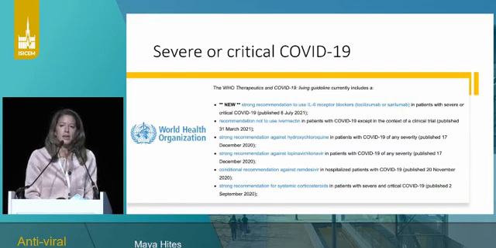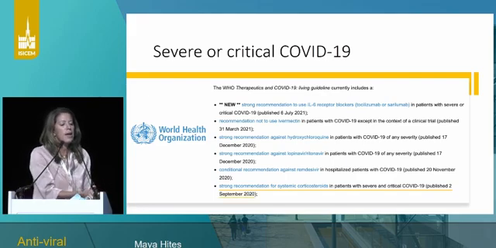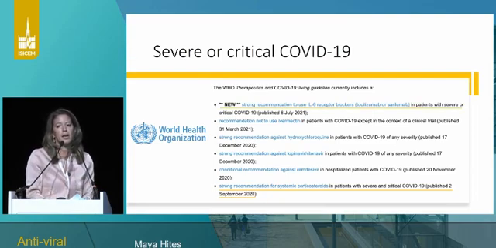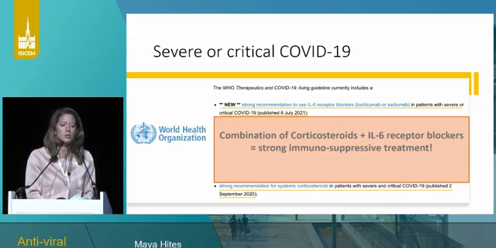And so this is just to say that in the meantime, while we've been looking for antivirals, other treatments have made it to standard of care. We have WHO, as you all know, that ever since September 2020, has strongly recommended the use of systemic corticoids. And then, more recently, interleukin-6 receptor blockers have also been recommended to be used in these same patients. Well, I would argue that the combination of corticosteroids and IL-6 receptor blockers really corresponds to strong immunosuppressive treatments.